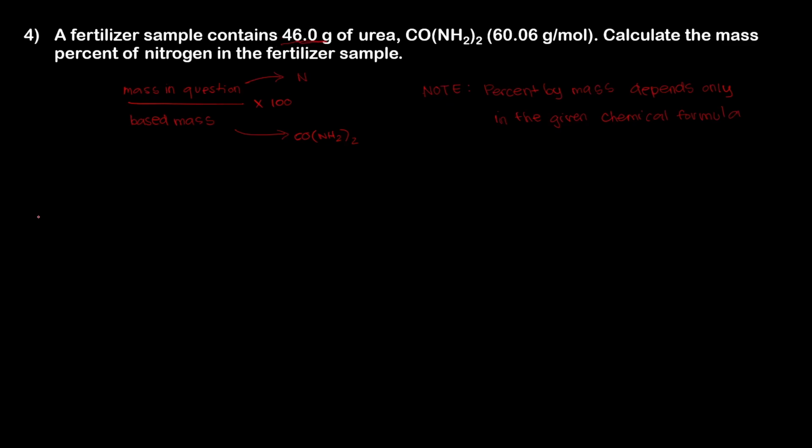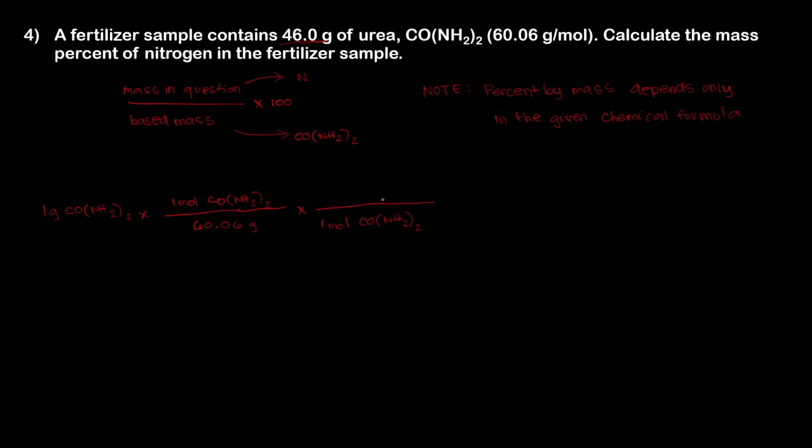So what did we do in the previous question? First, we assumed 1 gram of the base mass. The base mass in this case is CO(NH2)2, which is urea. And using the molar mass given, 1 mole of CO(NH2)2, or urea, is 60.06 grams.